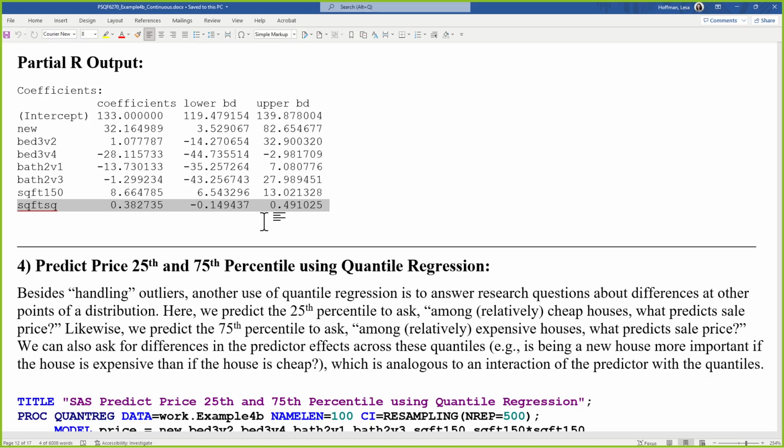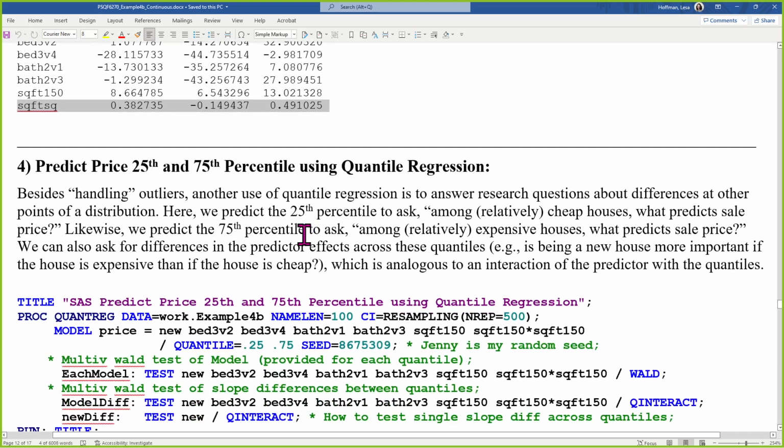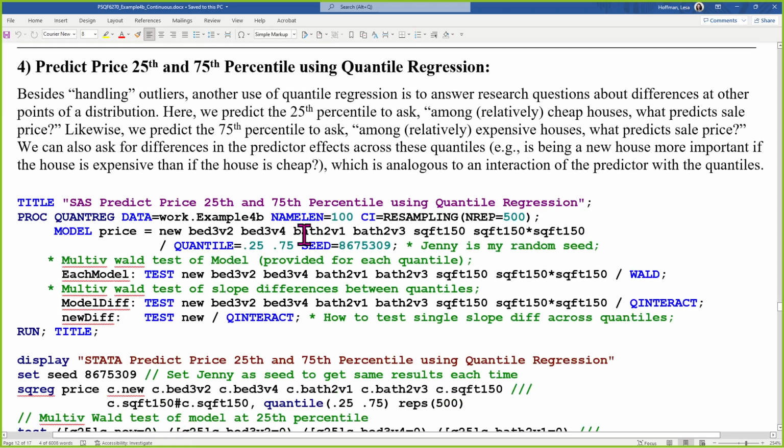So if all you wanted to do was solve the problem that you have outliers and you want to predict a DV without having to kick out outliers, this solves the problem. The next options are used to address different kinds of questions. So you can customize these analyses to predict particular percentiles, such as the 25th and the 75th. So I picked those somewhat arbitrarily, but the 25th percentile would be a relatively cheap house, so inexpensive relative to the rest of the sample, whereas the 75th percentile would be an expensive house.